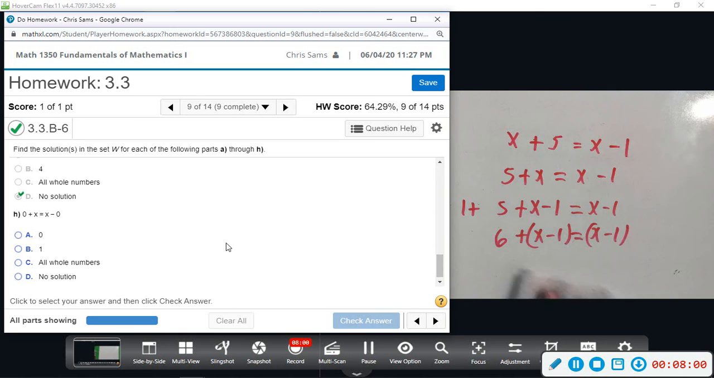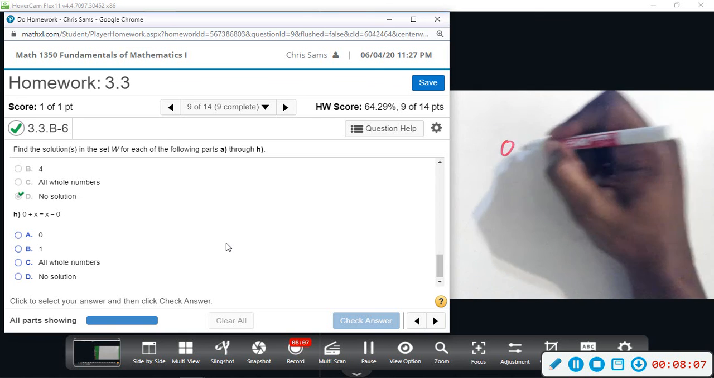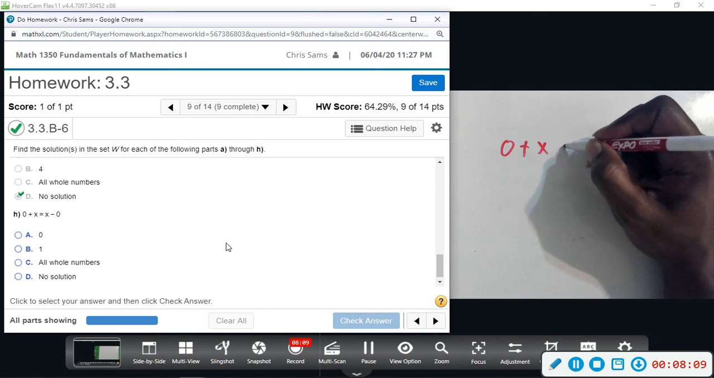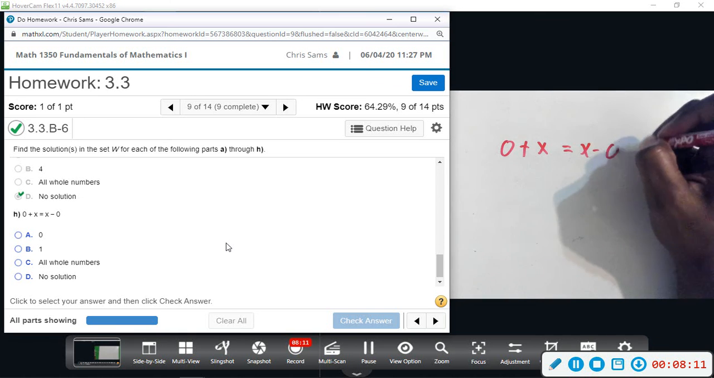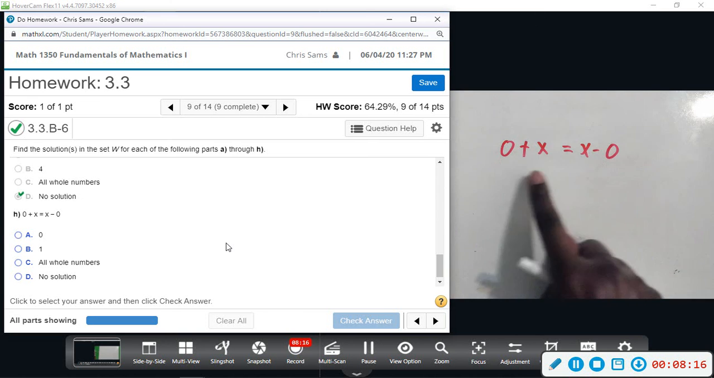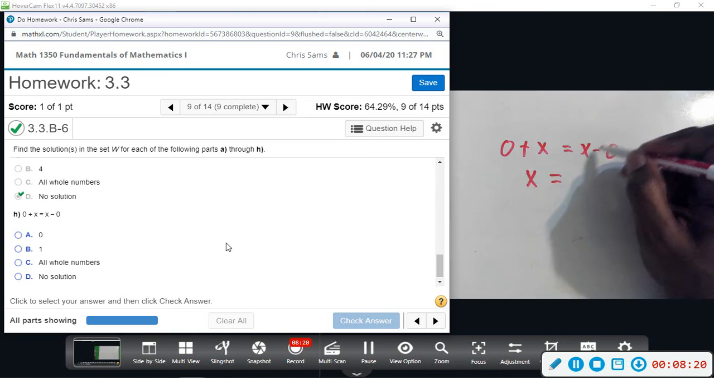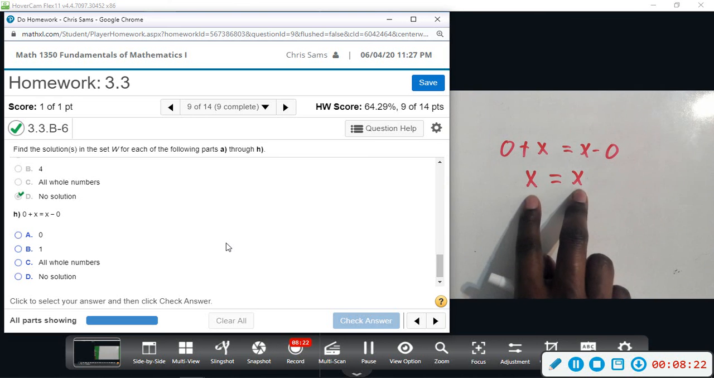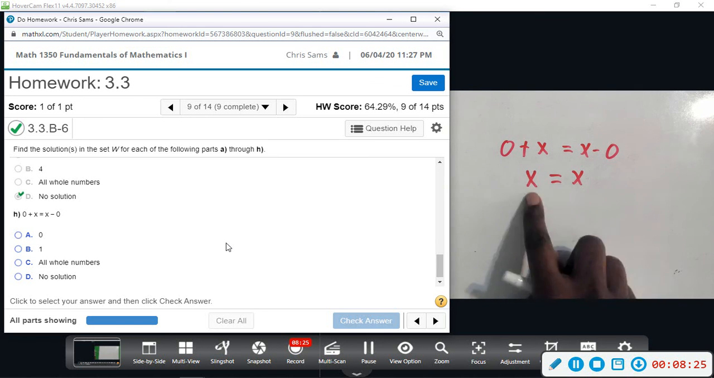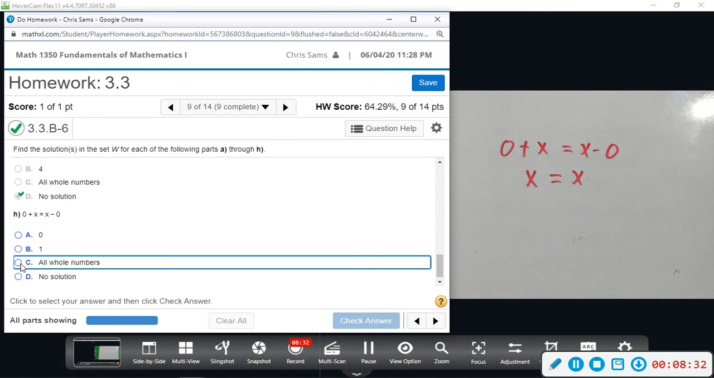And then H, this will be our last part. We have 0 plus x equals x minus 0. So the identity property with addition says if you add 0 or take away 0, it's equal to the same thing. So over here we just end up with x. Over here we end up with x. Both sides are the same. So no matter what value of x you plug in, everything will work. So the solution here will be all whole numbers.